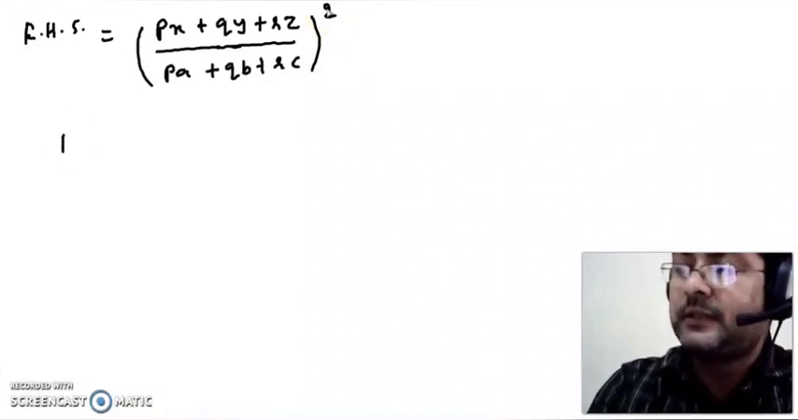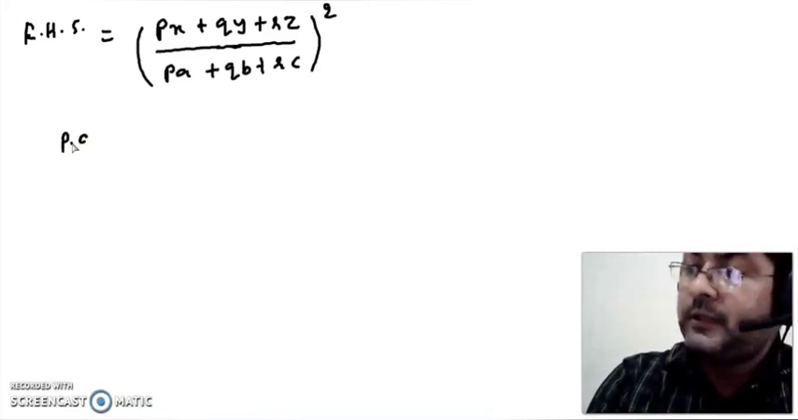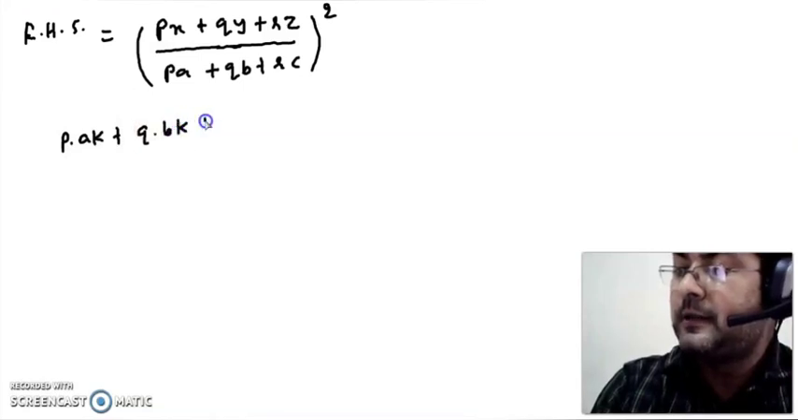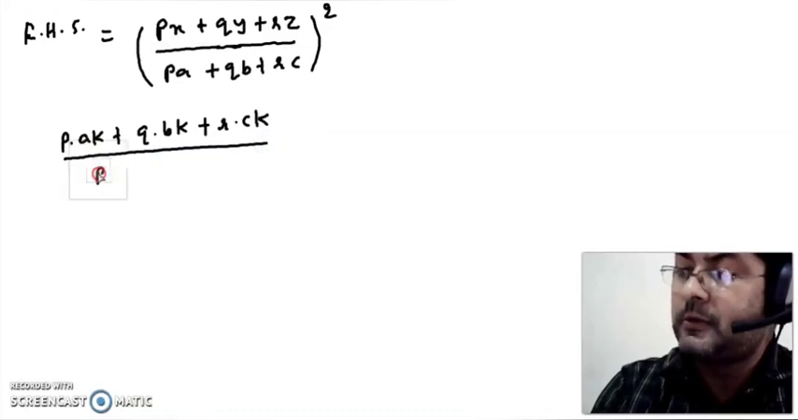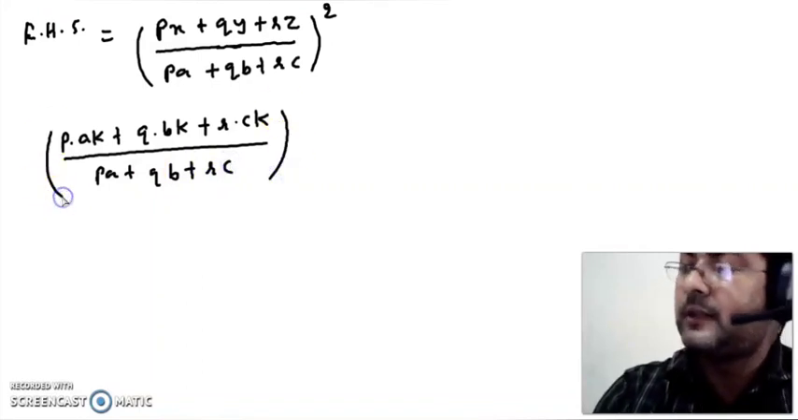Value of x is ak, so p into ak plus q into bk plus r into ck, upon pa plus qb plus rc the whole square.